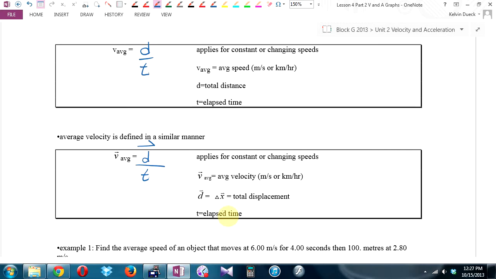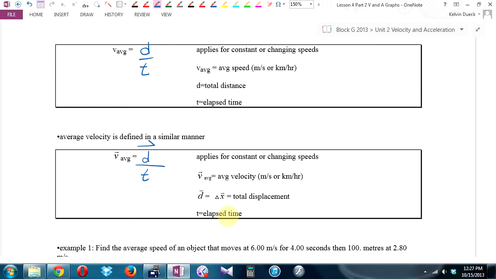I'm going to use the letter d for distance, d with an arrow for displacement. I also said that time was always a change in, but you've noticed I've stopped writing the delta in front of the t. It's always a change, and we're getting a little bit lazy. So average velocity is displacement over time, average speed is distance over time.